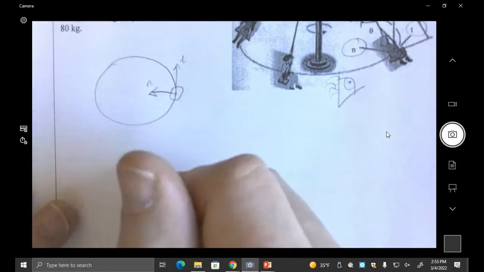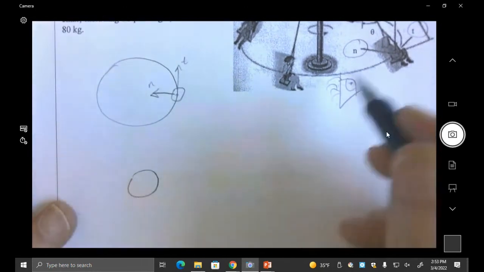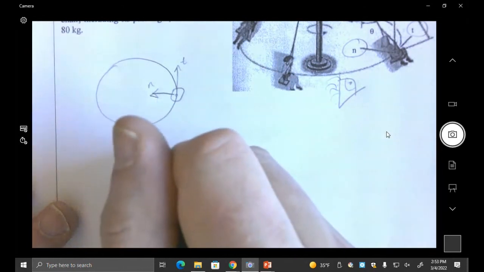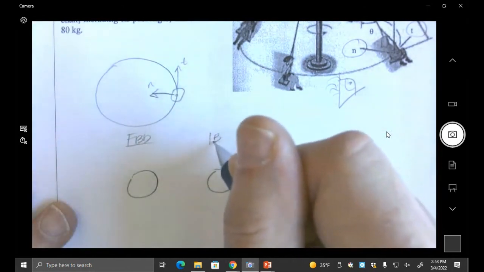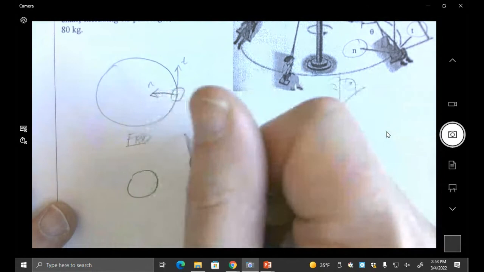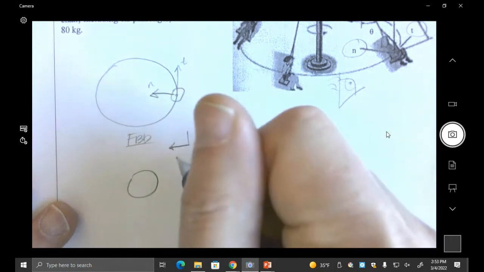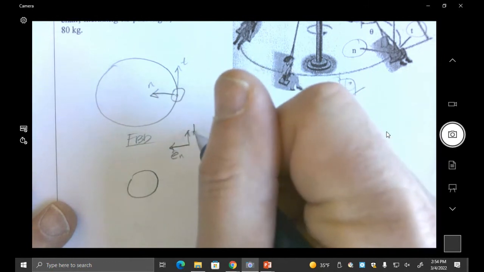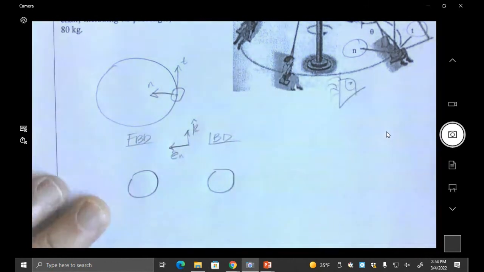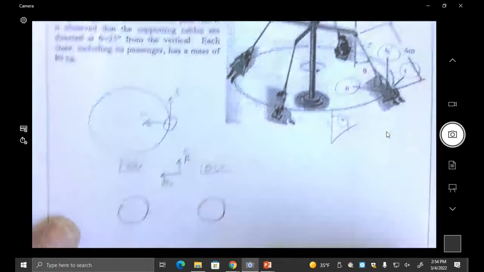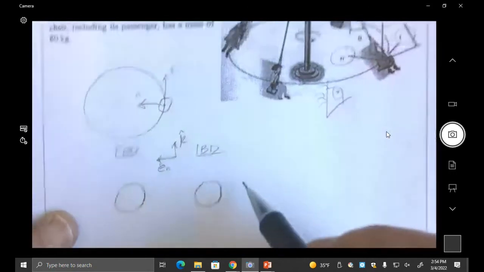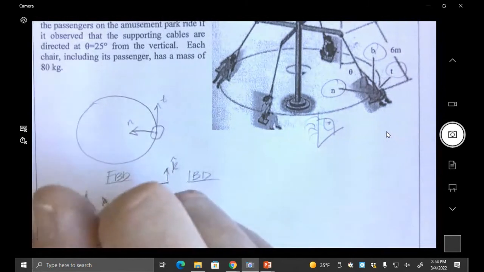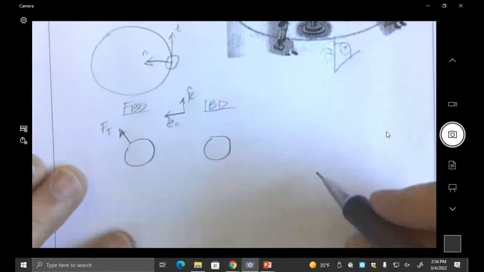And if we do that, we're just going to represent them by a ball. Take an FBD and an IBD. And now the normal direction, maybe I'll go EN right there. And in this direction, I'm going to call it K because I don't like having the B in there. We take a look at that, we're going to see the tension FT is going to be in that direction.